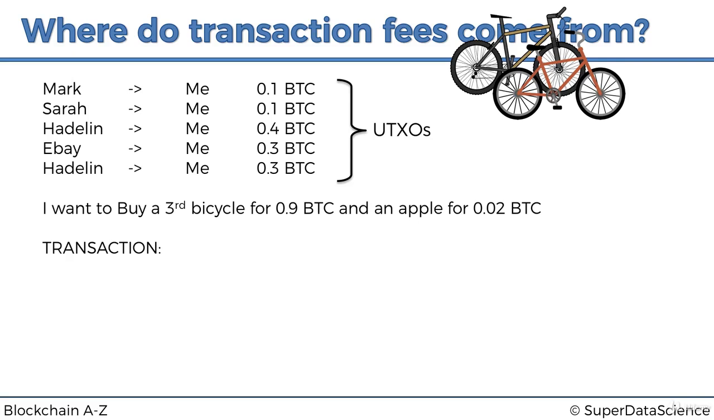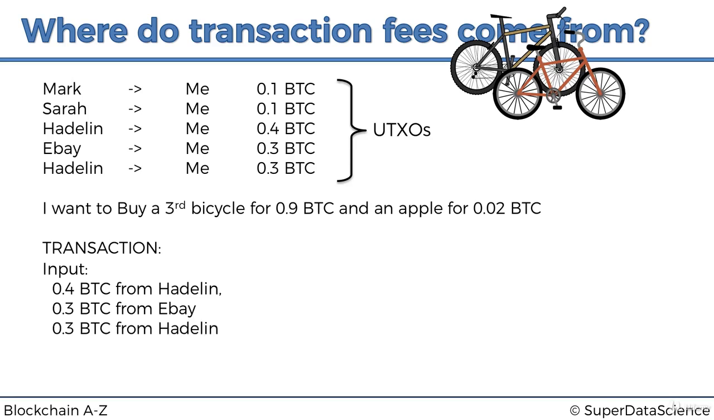Let's have a look. For input, we'll take the 0.4 from Adlan because that's the biggest one. And then we'll take the 0.3 from eBay. We'll take the other 0.3 BTC from Adlan. Interesting to note here that Adlan sent me money twice, but that doesn't get aggregated into one UTXO. Those are separate transactions that happened, and they need to feed into another transaction. And in this case, we're letting them feed into this transaction. So in total, that gives us 0.4 plus 0.3 plus 0.3, 1 Bitcoin in total. And that's more than we need, which is good. And so that's going to be our input.